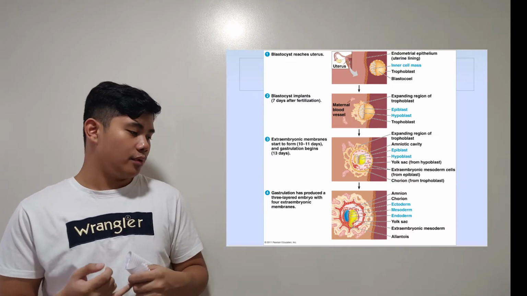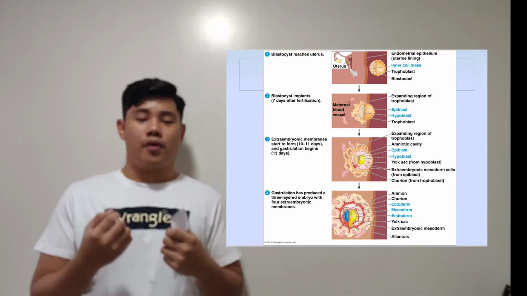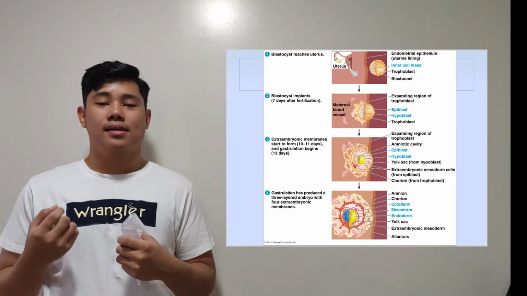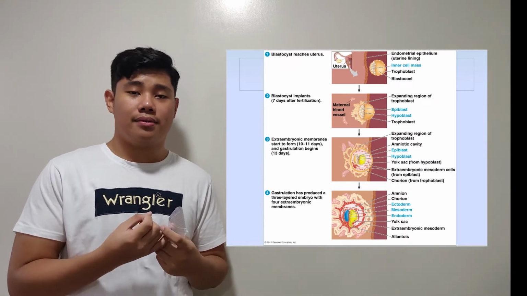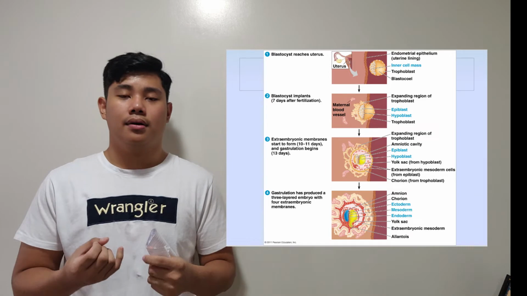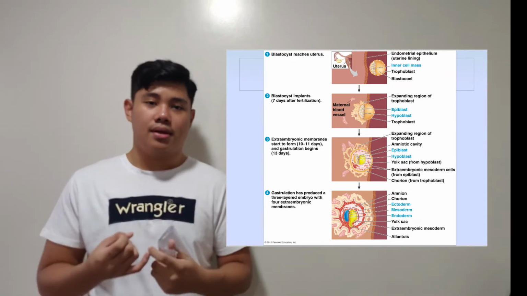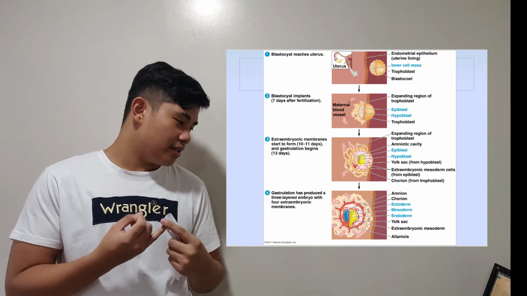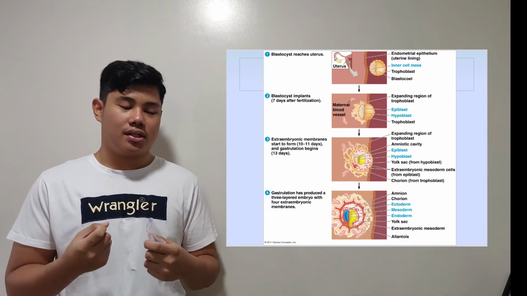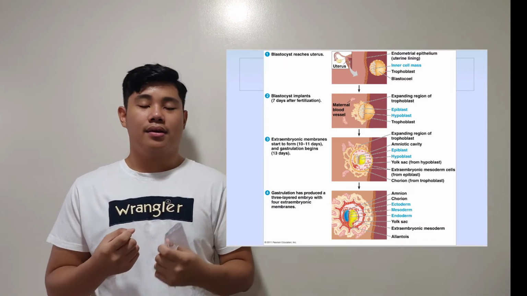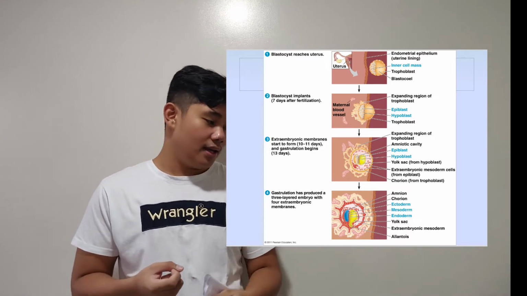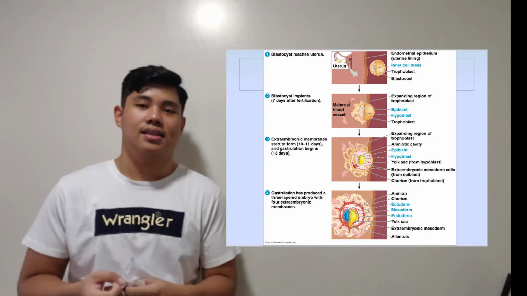And the last part will be a perfectly formed gastrula, wherein it has the 3-layered embryonic germ cells completely and has extra embryonic membranes, which are amnion, chorion, yolk sac, and allantois.